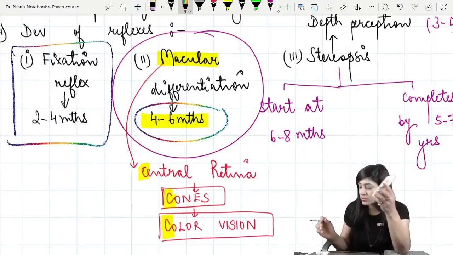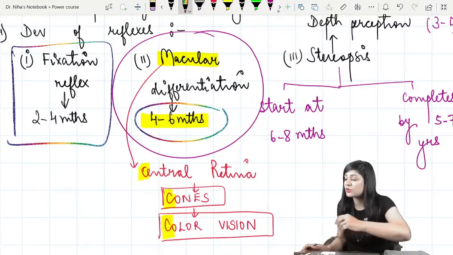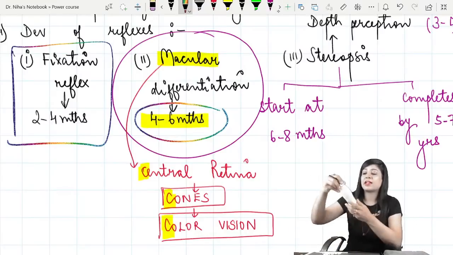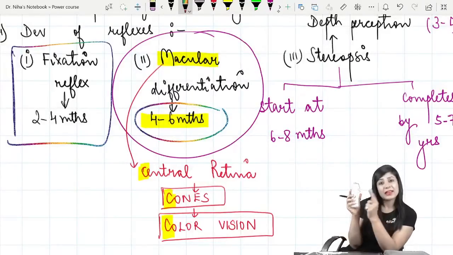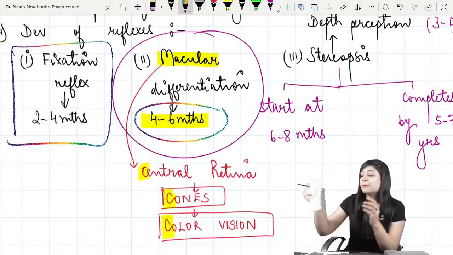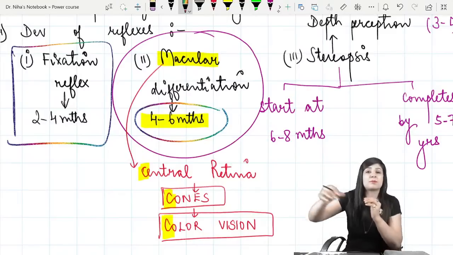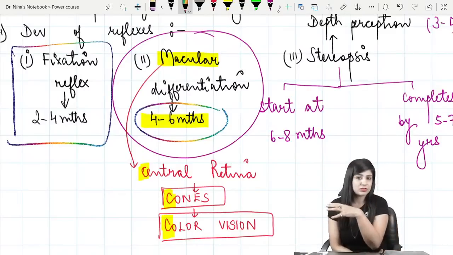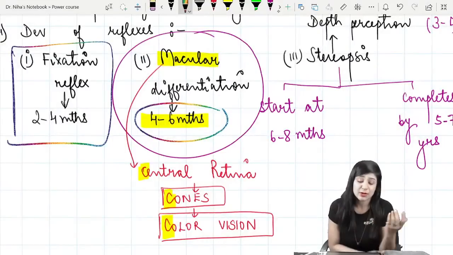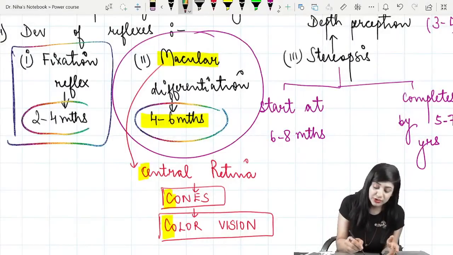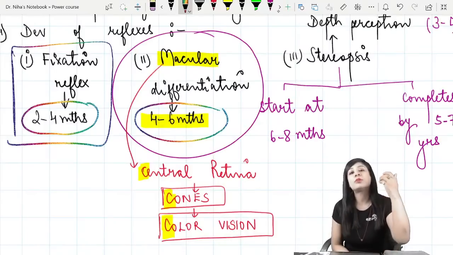This is a remote. We can use something else. Anything you can use to fix, like I can use this, fix here. So I can look at here. I can have that fixation reflex. But what happens in the case of babies, they have a wandering vision. They keep on looking here and there. They are not able to fix. Why? Because their fixation reflex develops between 2 to 4 months.